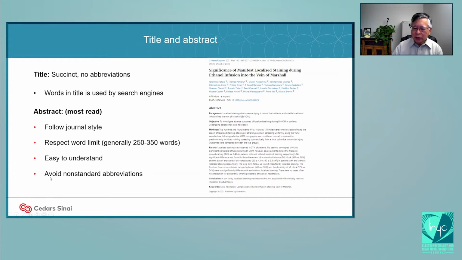And finally, you want to avoid non-standard abbreviations in the abstract. That's very easy, and very important, because in a lot of instances, people only read the conclusion. So this conclusion says, in our study, localized staining was frequent, but not associated with clinically relevant impact or disadvantages. Then readers who are not in this field can move on to the next paper because they got the important conclusion of the study. So the conclusion has to be carefully written.